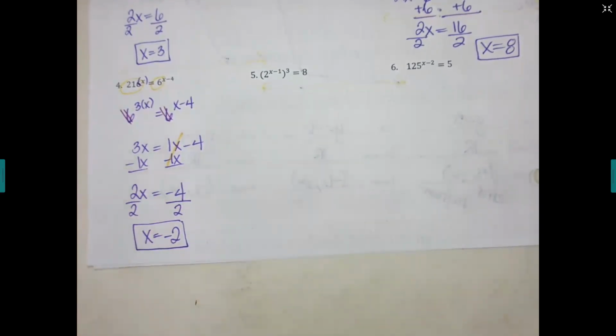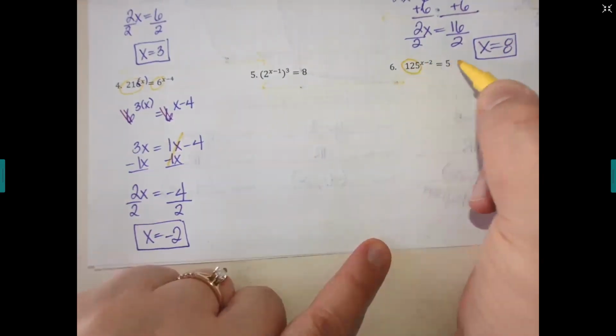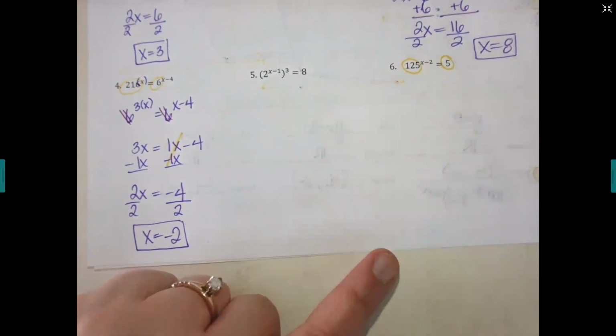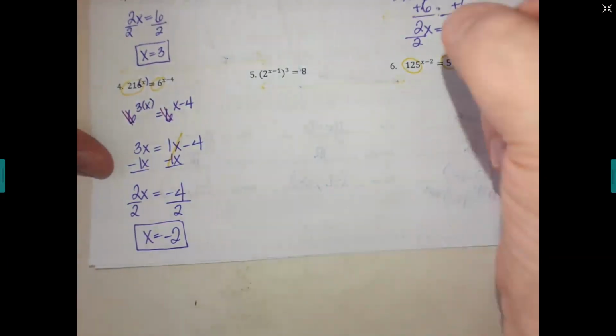Okay, one more left like that. Take a look at number 6. Okay, look at your bases. I have 125 on one side. I have 5 on the other. So what chart am I looking at? 5s, and I'm looking for 125 in that chart. So do we see it? 5 to the 3, very good.